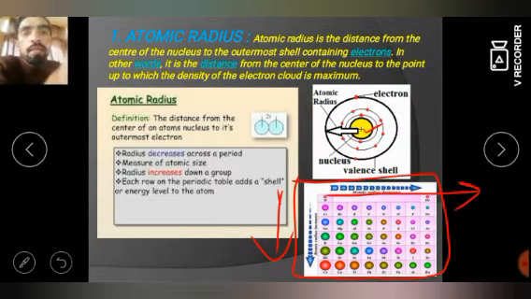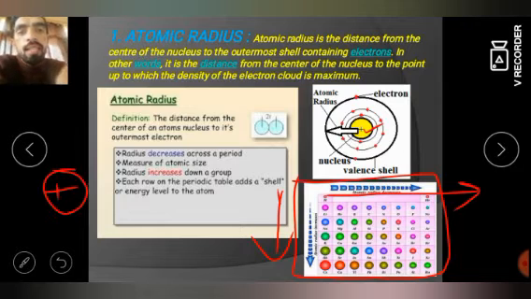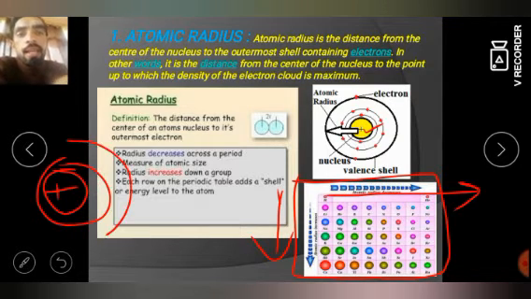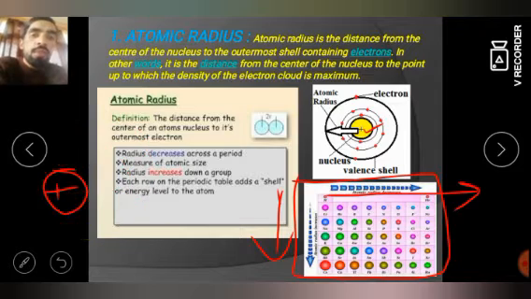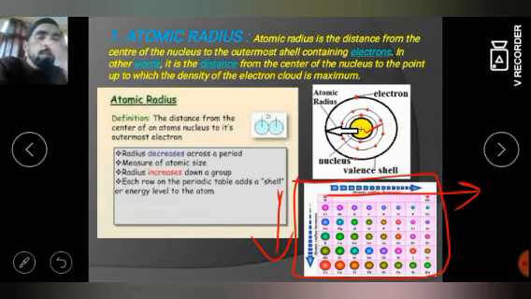As you know, when the number of shells increases, suppose this is the K shell, then L shell, then M shell, then N shell, it means that with the increase in the number of shells, the radius is also increasing. Because of that, down the group, it will happen in all 18 groups. Down the group, size will increase, radius will increase, and along the period, radius will decrease.